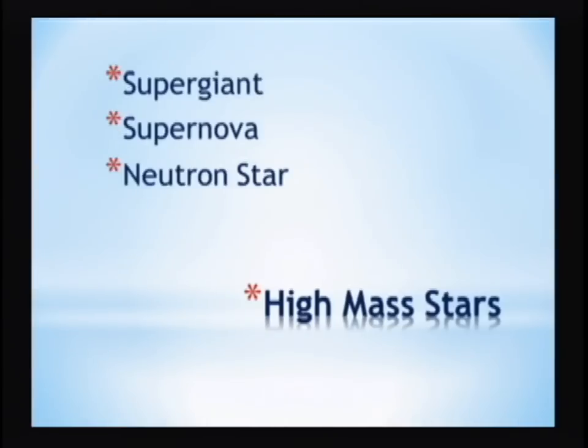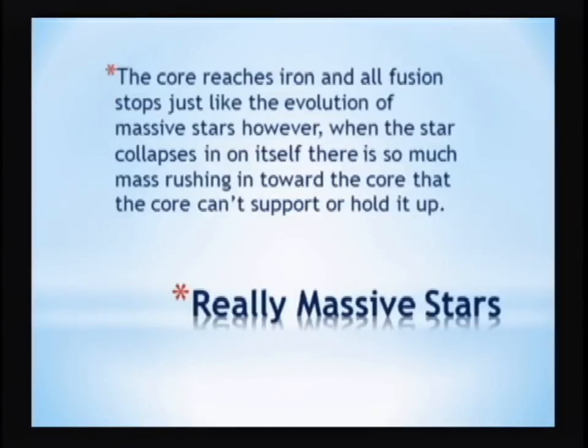So, for these really high mass stars, you've got supergiants, supernovas, and neutron stars. But we know, guys, there are even more massive stars. These really, really big massive stars, and the core reaches iron just like they did before. Fusion's going to stop simply because you can no longer burn fusion through thermonuclear reactions. But these are really massive stars, and so they're going to collapse.